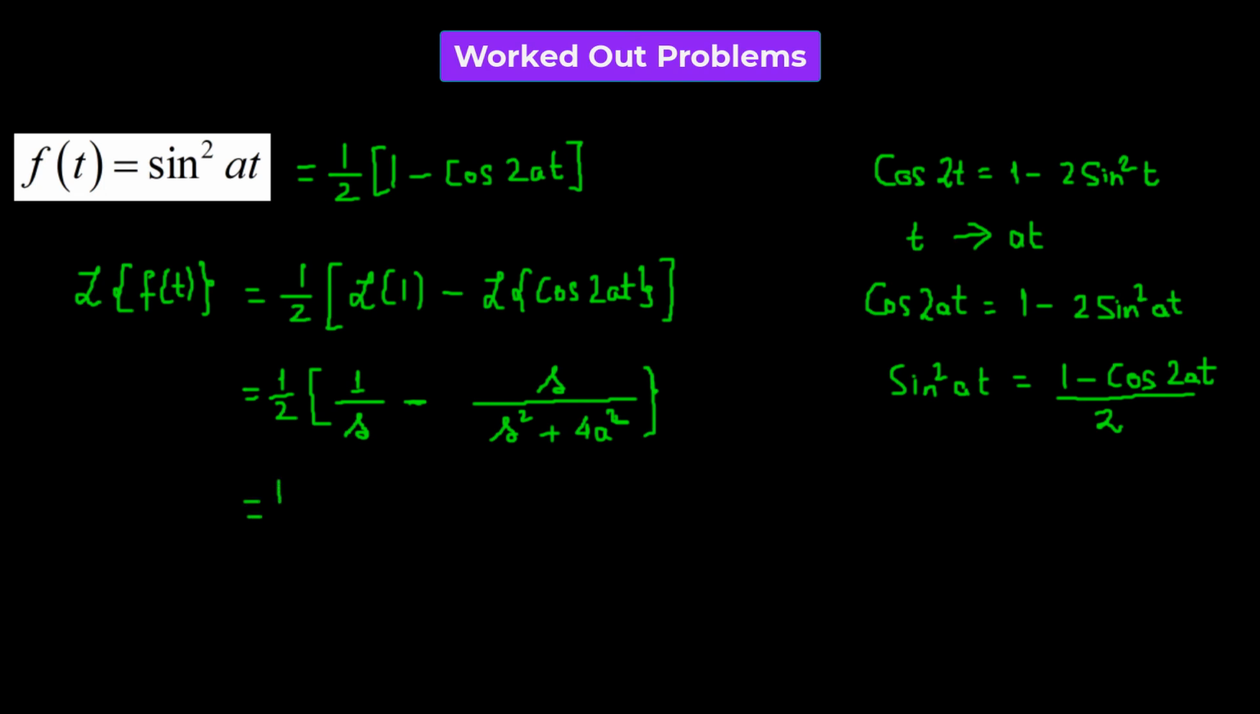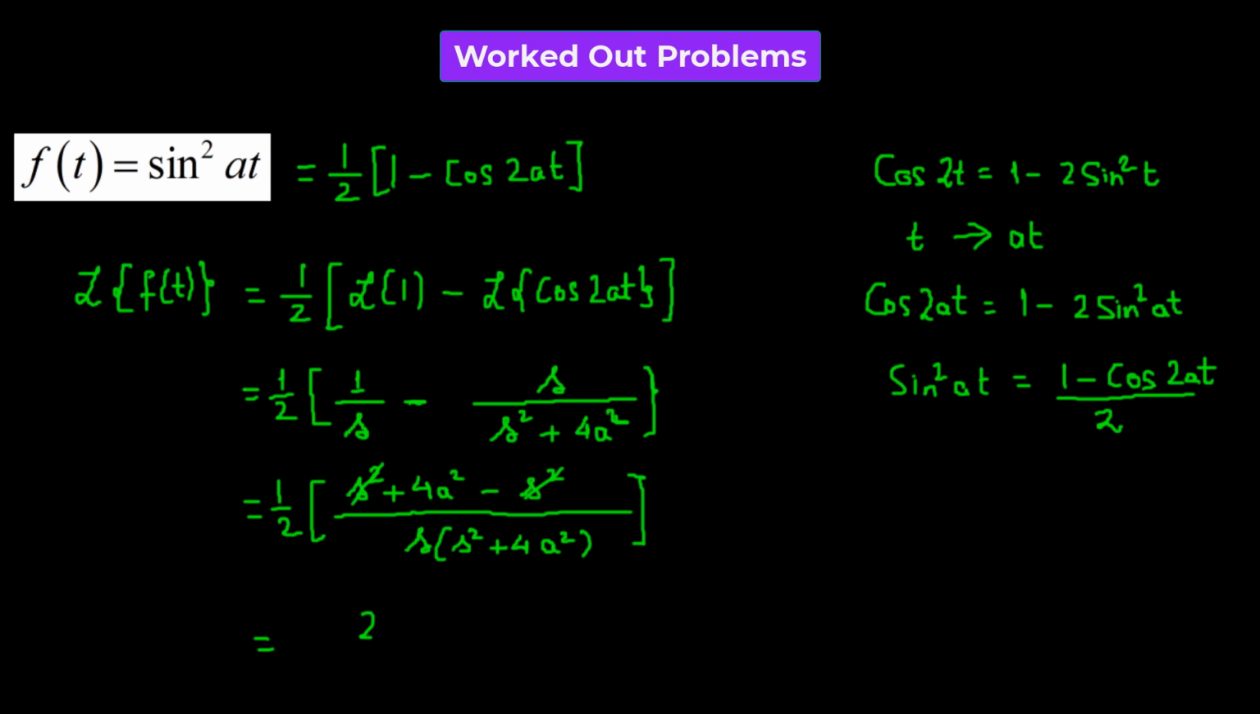So let's combine the two fractions. So that is going to give us s times s squared plus 4a squared in the denominator, and in the numerator we have s squared plus 4a squared minus s squared. So the s squared and s squared get cancelled, so we have 4a squared divided by 2, so that will be 2a squared divided by s multiplied to s squared plus 4a squared. So this is the Laplace transform of the function sine squared at.